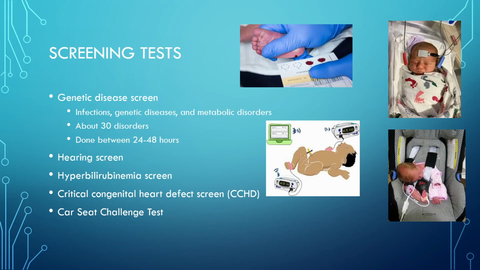So before we let the patient go home or discharge from the hospital, we have them do this car seat test. It's recommended that all preterm babies undergo a car seat challenge test before discharge. So all your preemies, sometimes they'll even do it on babies that are smaller or SGA.